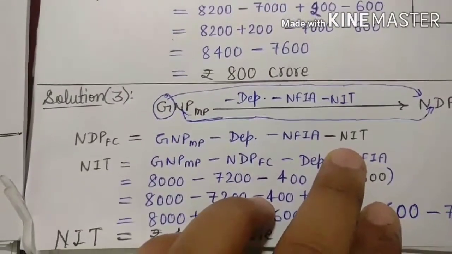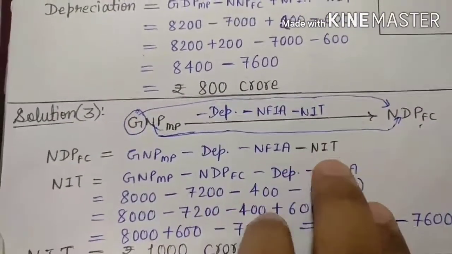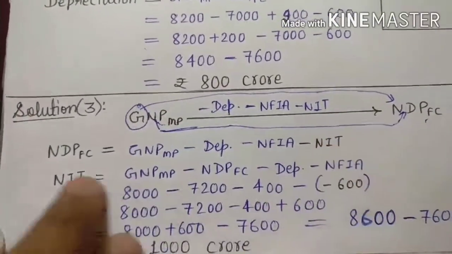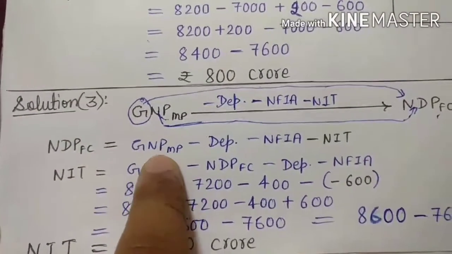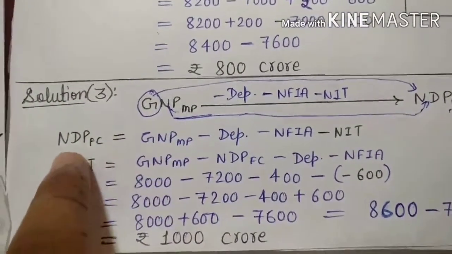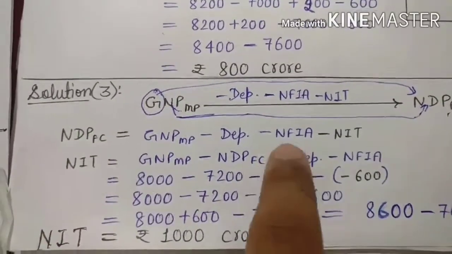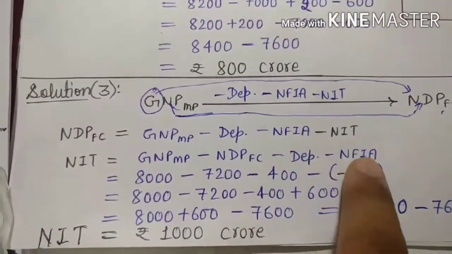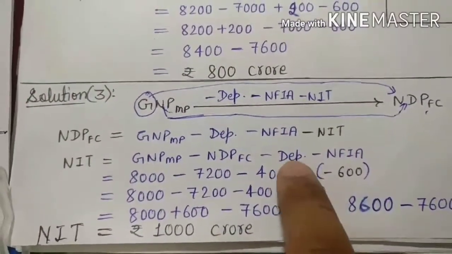The question was calculate net indirect tax. So we'll move this NIT from right hand side to left hand side. It was minus there, it becomes plus. What we are having here inside already, GNP at MP. Now this NDP at FC also will move to this side. It was plus, it becomes minus. This minus NFIA will remain like this only. And minus DAP also remains like this only.